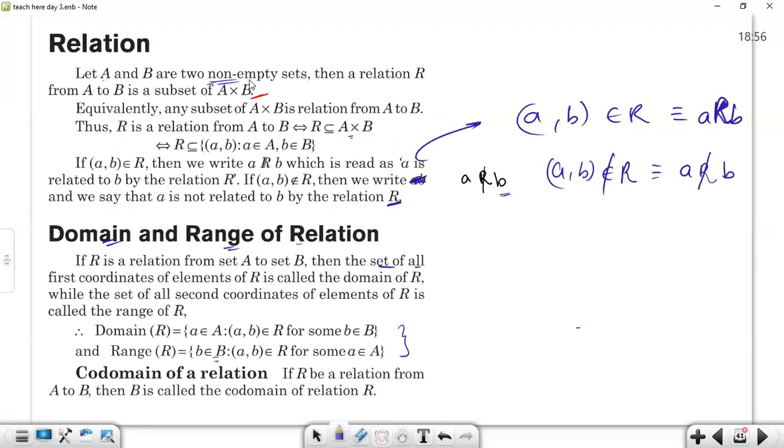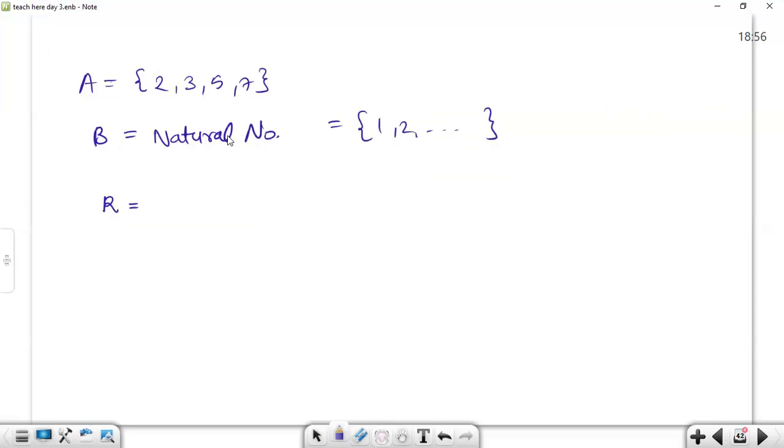Okay, let me read the definition. There have to be two non-empty sets. So this is a non-empty set. This is an infinite set, but it is non-empty for sure. Okay, so I can take this. So the relation is (2, 4), (3, 9). Let's take some different relation this time.